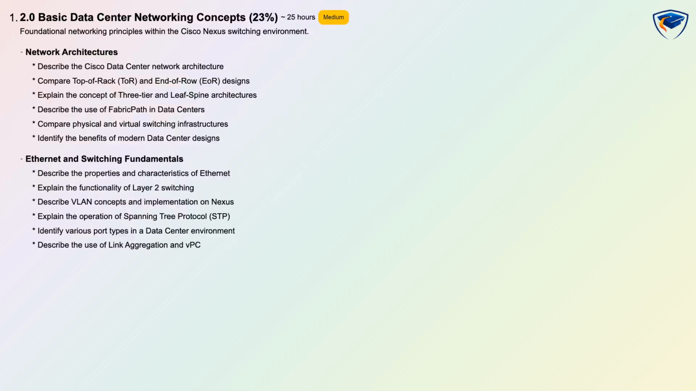Domain 2.0 Basic Data Center Networking Concepts is weighted at 23% and rated medium with about 25 hours of study and hands-on plus conceptual assessment. You will learn foundational networking principles within the Cisco Nexus switching environment, including the Cisco data center network architecture and how to compare top-of-rack and end-of-row designs. Expect to study 3-tier and leaf-spine architectures, FabricPath, physical versus virtual switching, Ethernet properties, VLAN implementation on Nexus, spanning tree operation, port types, link aggregation, and vPC benefits.